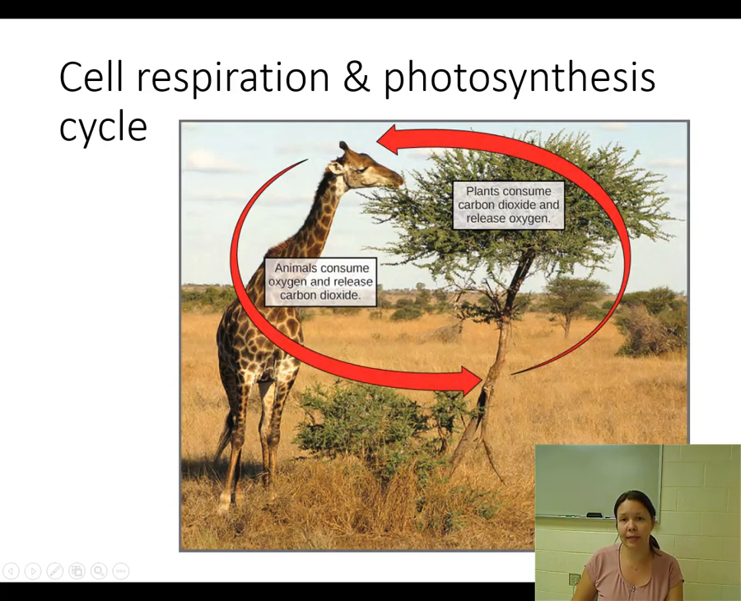So cellular respiration and photosynthesis, those processes, because we have reactants that are products from one versus the other, it's actually a cycle within our environment. So plants use the CO2 that we output and they release oxygen for us and other consumers. And then animals or other consumers actually use that oxygen and release carbon dioxide. So we cycle within our ecosystem.